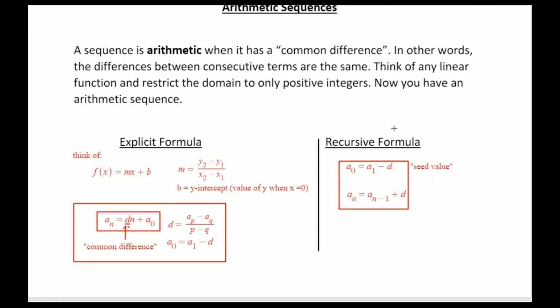So let's look at a couple of examples of how to write equations of arithmetic sequences. I think it will start to make a little bit more sense as we go through some problems here. And then we'll look at a second type of sequence.